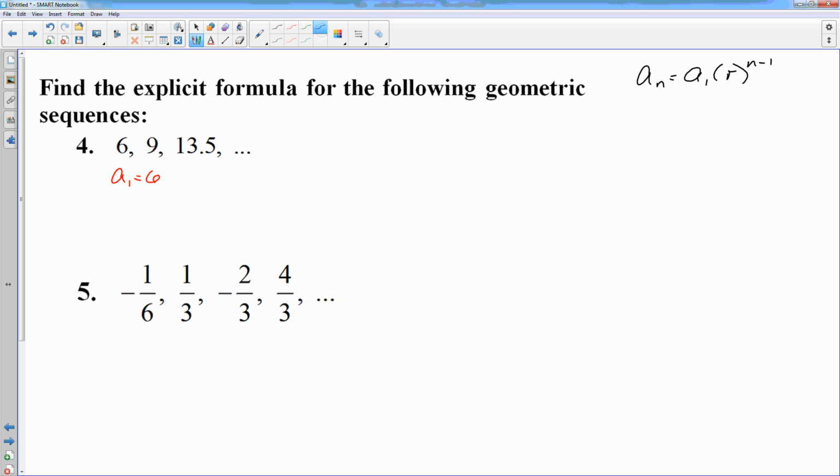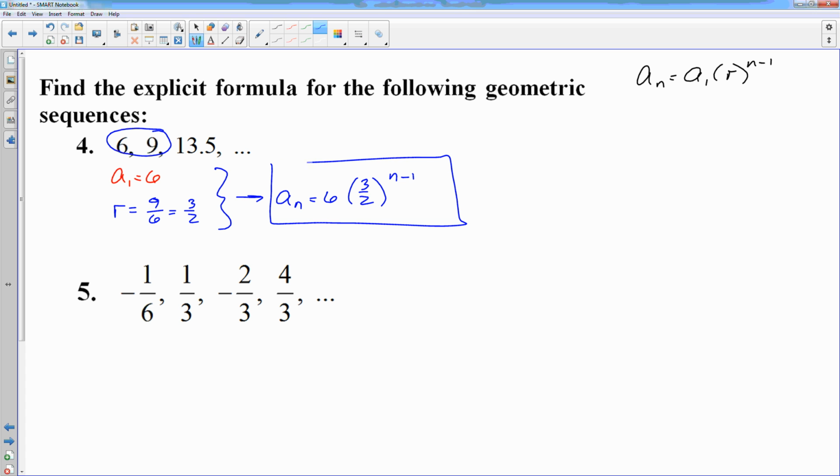And my ratio, we're going to get the ratio, like we did on those last problems, simply take any two consecutive terms and divide them. In this case, my first two terms are 6 and 9. When I do 9 divided by 6, that reduces to 3/2. And then once you have your first term and the ratio, your explicit formula, which I referred to yesterday as a general formula, is your first term times the ratio, which is 3/2, all to the n minus 1 power. There you go.